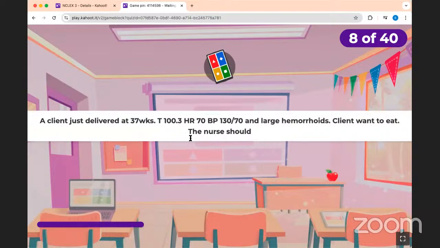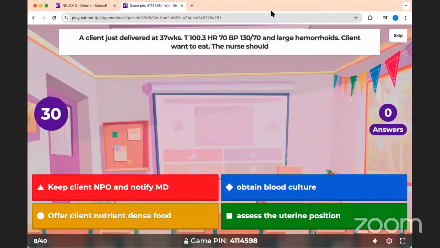The client just delivered at 37 weeks. Temperature 100.3. Heart rate 70. Blood pressure 130/70, and large hemorrhoids. Client wants to eat. The nurse should do what?